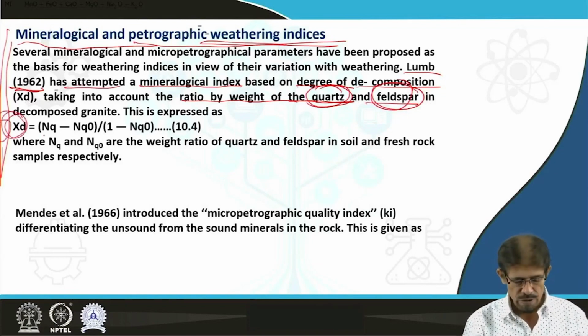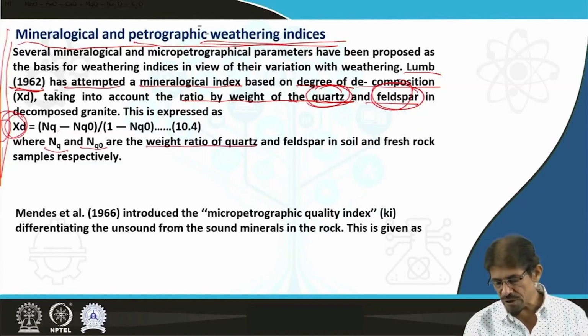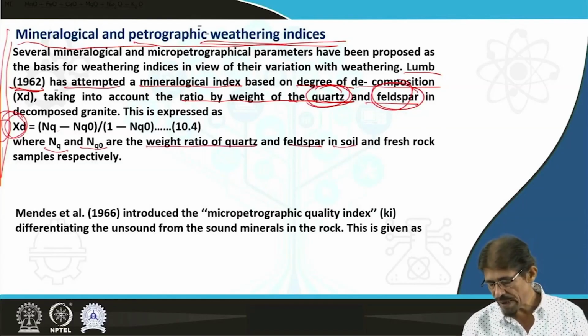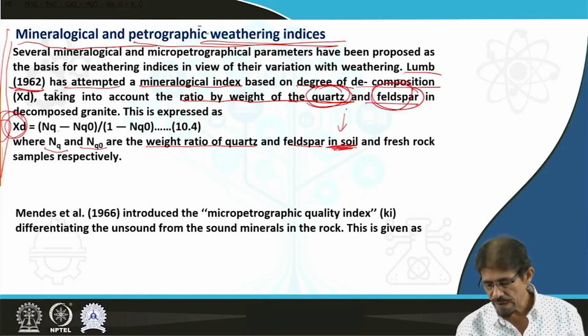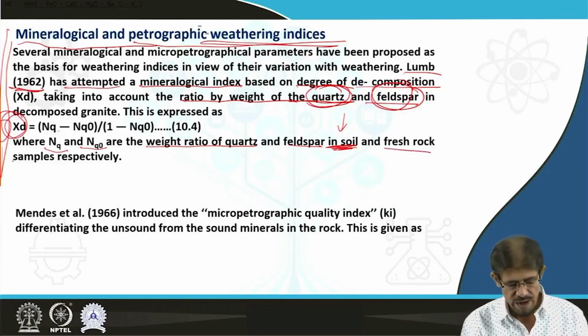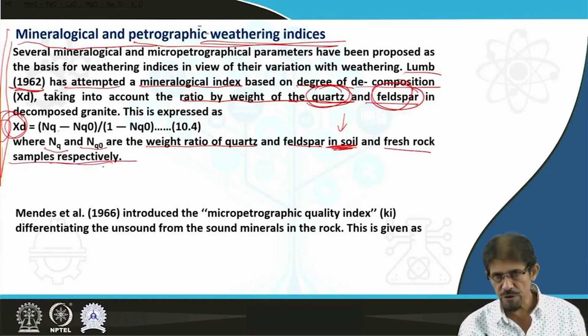The degree of compositional index is simply NQ minus NQ0 divided by 1 minus NQ0, where NQ and NQ0 are the weight ratios of quartz and feldspar in weathered material, soily material meaning the fully transformed rock in the form of soil, and in the fresh rock specimen or sample.